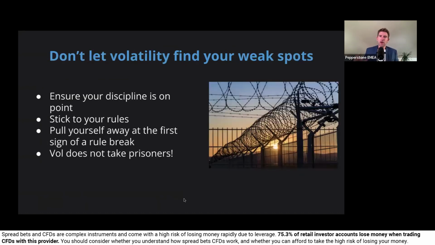Okay, and a final thing on this is to just be careful, right? Volatility amplifies your weak spots. If your discipline's not on point, if you're breaking rules, maybe your risk rules, your intraday loss limits, your trade limits, just be careful, man, honestly, because volatility will spot that and weed it right out. You must ensure that your discipline's on point. It doesn't take any prisoners, and you've probably been a victim of this at one time or another in your trading career. Everybody has. If you haven't, be aware of it.